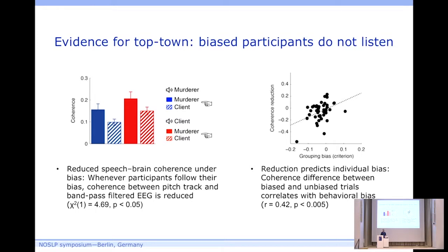So if you're a biased person, you don't listen. You don't care about what people say. You're just like, you know it already, and you're going to assign this syntactic phrase structure to the sentence you just heard, even if it might be wrong.